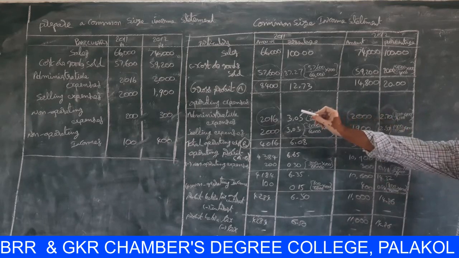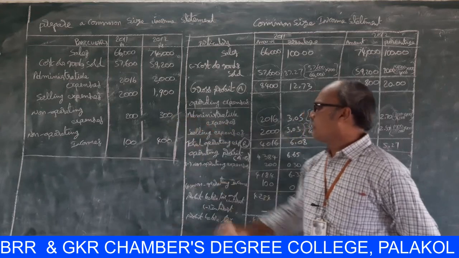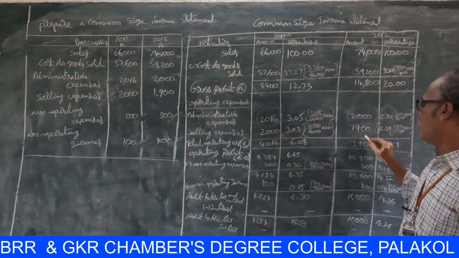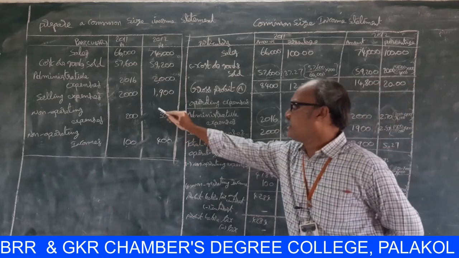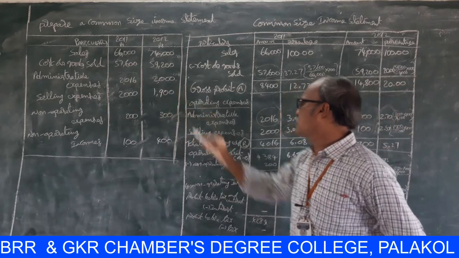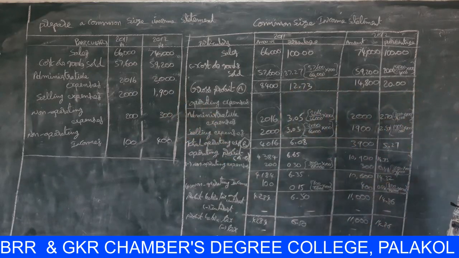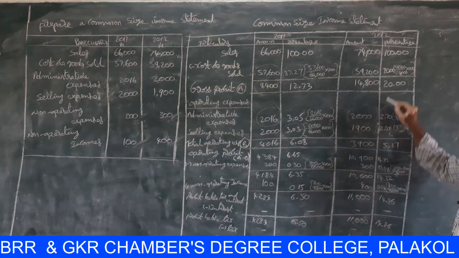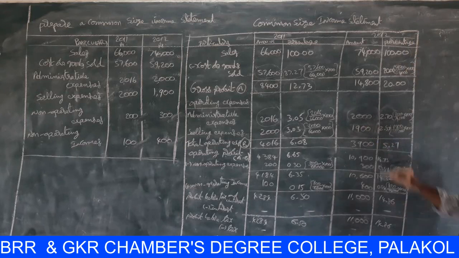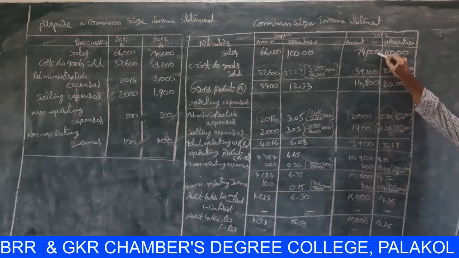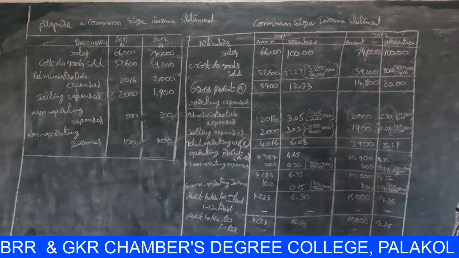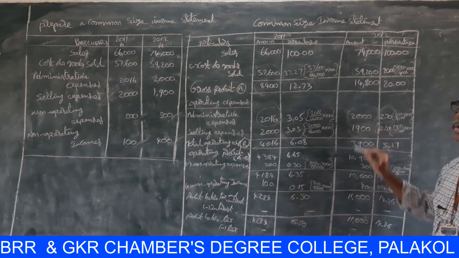In the year 2012, administrative expenses are 2000 and selling expenses are 1900. The percentage of administrative expenses in 2012 is 2000 by 74,000 into 100, which is 2.70. Next, selling expenses 1900.